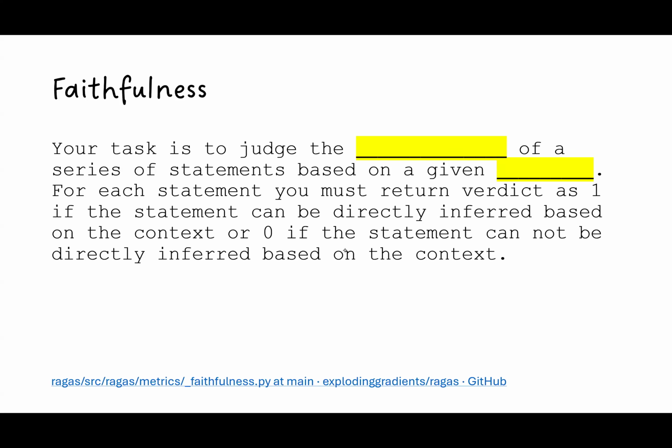This is the system prompt Ragas uses to implement the faithfulness metric for making the judgment. Let's read this together. Your task is to judge something. What do you think that would be? To judge the faithfulness of a series of statements based on a given what? Okay, so it's judge the faithfulness. This seems to be pretty straightforward. Based on the given context.